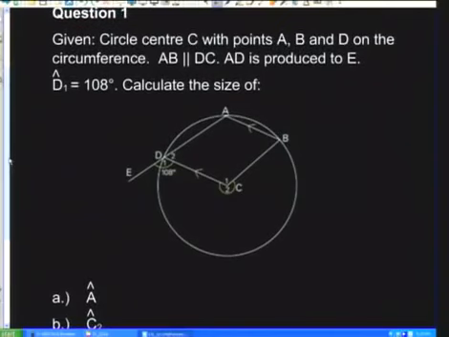So we've got circle center C with points A, B, and D on the circumference. We've got some parallel lines. AB is parallel to DC, and AD is produced to E. D1 is 108, and we've got to calculate the size of the following angles. So we've got this angle over here is 108, and we've got this line is parallel to this line.